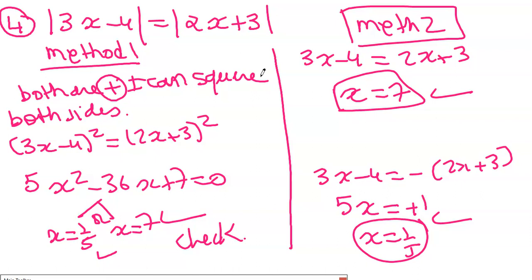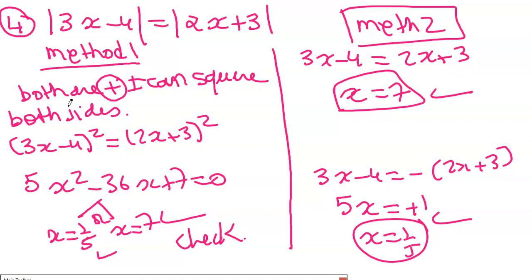Method 2, either you take it as it is both positive, so 3x minus 4 equal to x plus 3, you solve, and you'll get x equal to 7. Or one is equal to the opposite of the second one, because if you take the first equal to minus the second, or the second equal to minus the first, it's the same thing. So I just solve it once, and also I will get the same answer.